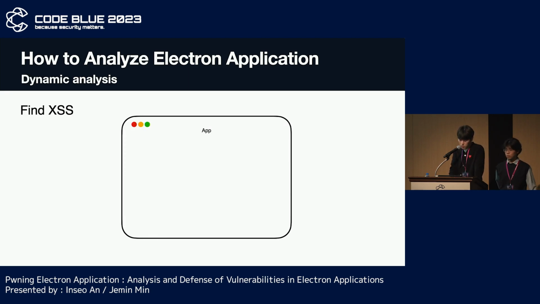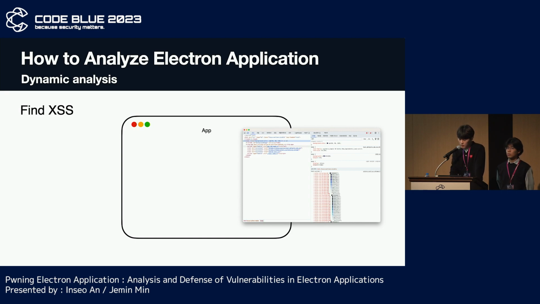Now I'm going to talk about dynamic analysis. Exploiting an Electron application requires XSS in most cases. However, these vulnerabilities are very difficult to find statically in the code obtained from app.asar. And app.asar does not contain the source code of the web page loaded by the application, and so it requires dynamic analysis. Because Electron uses Chromium, the developer tools allow for easier dynamic analysis.